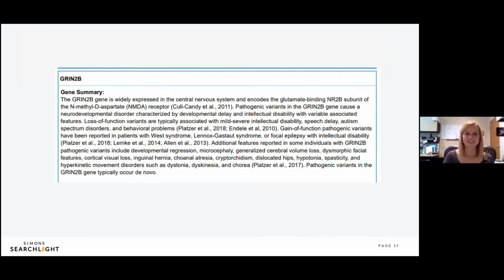As I discussed then, at the bottom, you'll typically see a blurb of information that tells us about the gene itself and the different signs and symptoms that we can see when somebody has genetic changes in that gene. This is something that your clinical provider should also talk with your family about when you meet to discuss these results.